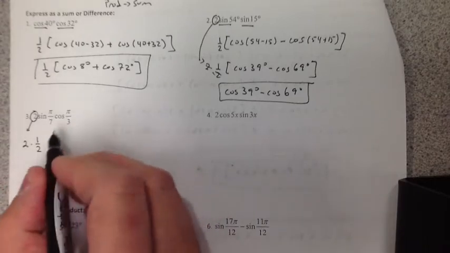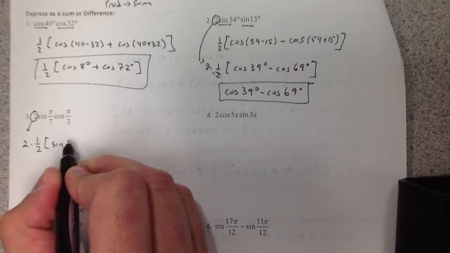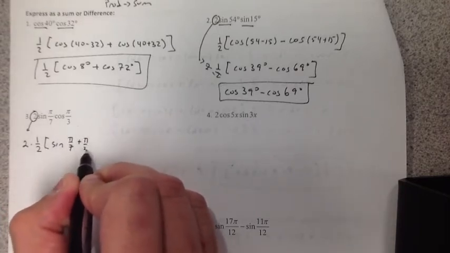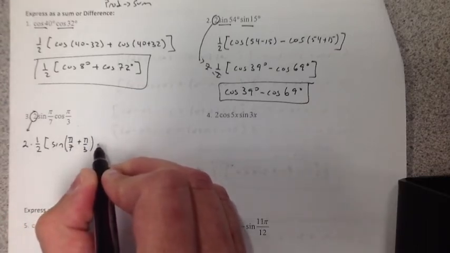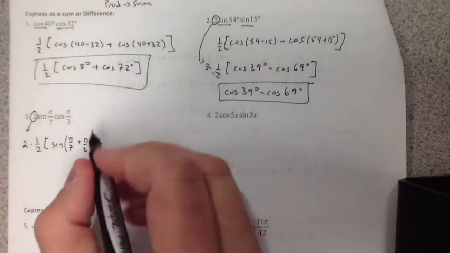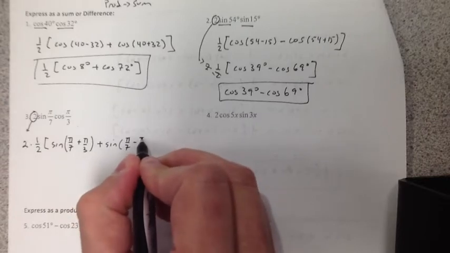This becomes 1/2. Open up the brackets. We get the sine. The first one says to add them. Pi over 7 plus pi over 3. And this becomes plus. If it was cosine sine, we would make that a minus. The sine of pi over 7 minus pi over 3.